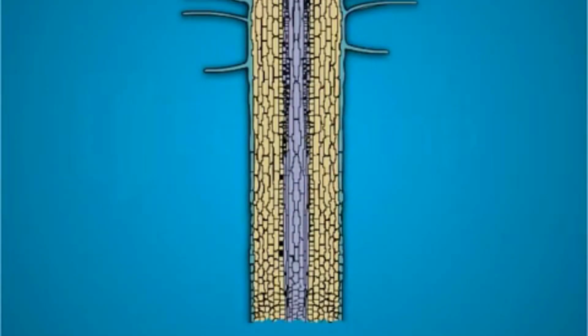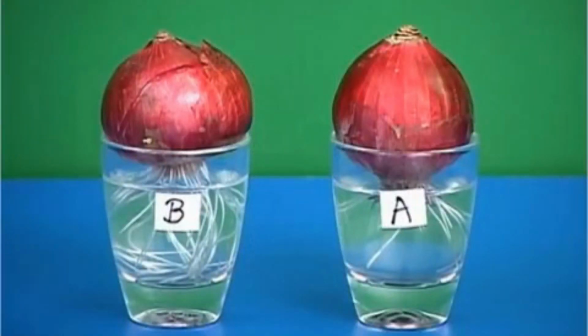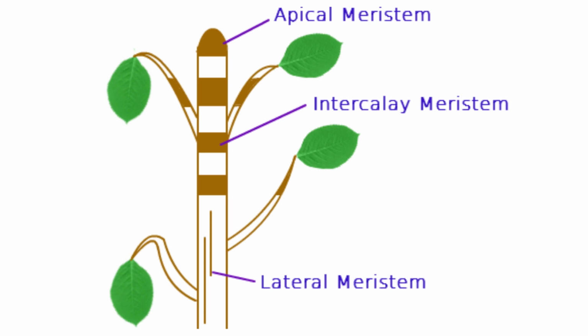Because of this reason, roots of trees penetrate deep into the soil to get water. That concludes our tutorial on tissues and meristematic tissues in plants. I hope you enjoyed learning about these tissues.